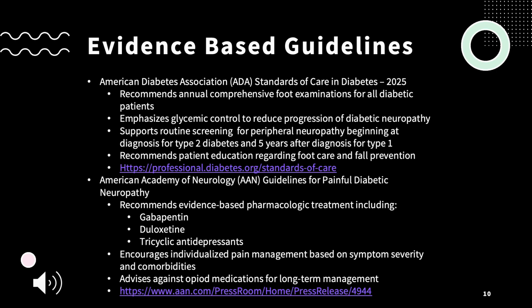The American Academy of Neurology recommends evidence-based medications such as gabapentin, duloxetine, and tricyclic antidepressants for painful diabetic neuropathy. These guidelines encourage individualized treatment plans based on patient symptoms, comorbidities, and tolerance to medications. Importantly, long-term opioid use is discouraged due to limited benefit and significant safety concerns.